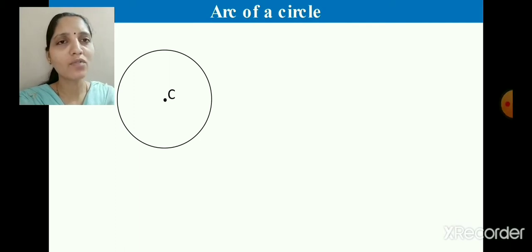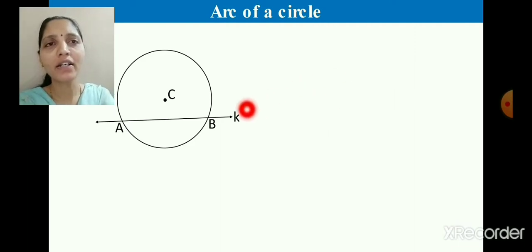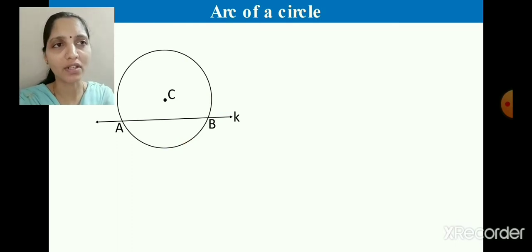Here I have drawn one circle with center C. Now I will draw one secant K which intersects the circle in two distinct points, point A and point B. Now can you tell me, due to this secant, the circle is divided into how many parts? Yes, in two parts. The one part where the center lies and this is the other part of the circle.